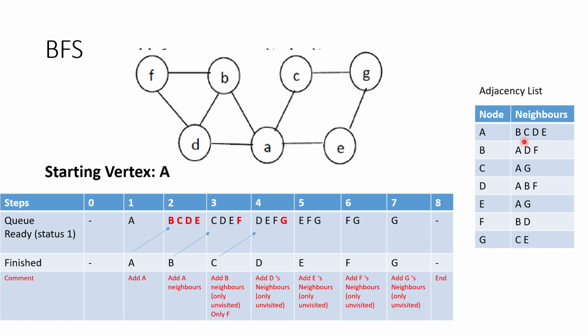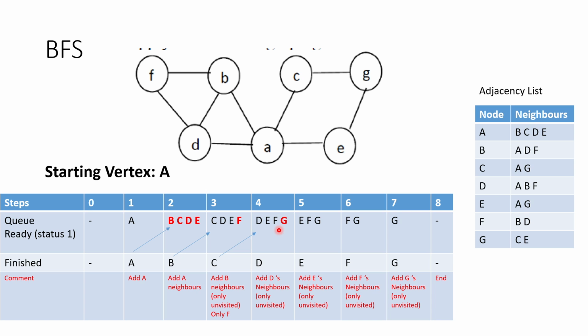So B, C, D are added to the queue. The next one at the front is B. For B, you have to add its neighbors: A, D, F. A is already finished, D is there in the queue, and F is the new one. So after reaching B, all its neighbors are added: C, D, E, F. Then next you have to remove C, because C is also a direct, immediate neighbor. For C, the neighbors are A and G. A is already finished, G is the new one, so you add it.